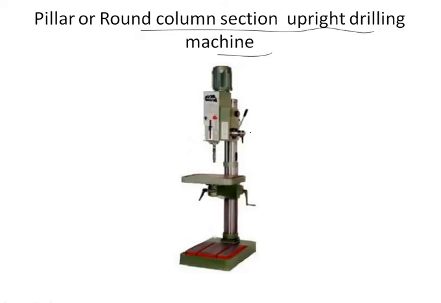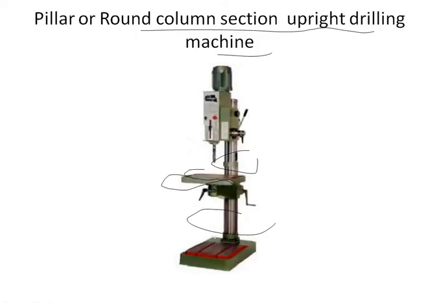This is a low cost drilling machine and has a base, a tall tubular column and an arm. You all can see this tall tubular column, and the arm supporting this table. You all can see this table. Arm supporting the table and a drill head assembly.